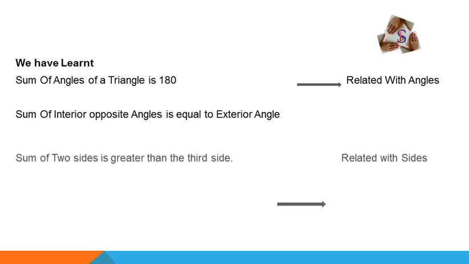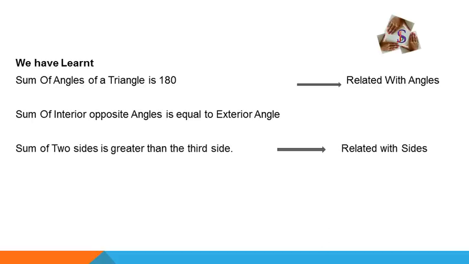In the chapter Inequalities, we have learnt that the sum of two sides of a triangle is greater than the third side. So with this theorem, we can find a relationship with the sides. So these two theorems help us to find a link between the various angles of the triangle, and this theorem helps us to find a link with the sides. Now, can we link the sides and the angles?